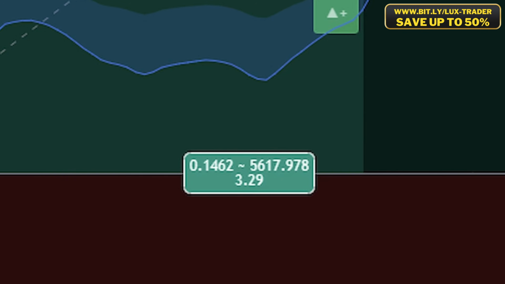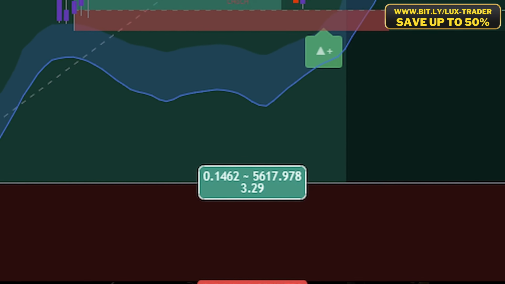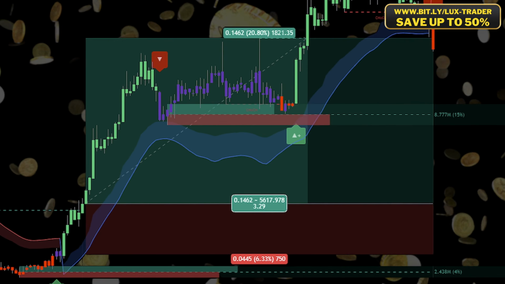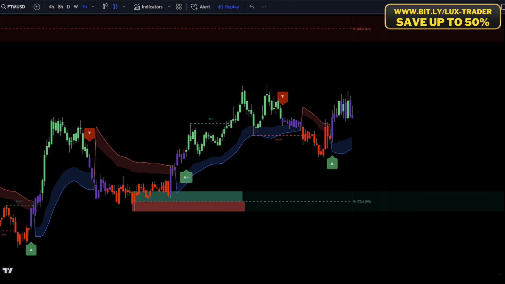Now, this was a 20% move with a 1 to 3.3 risk-reward ratio. Look how perfectly these indicators match when it comes to spotting reversals. Now let me show you another buy trade example.